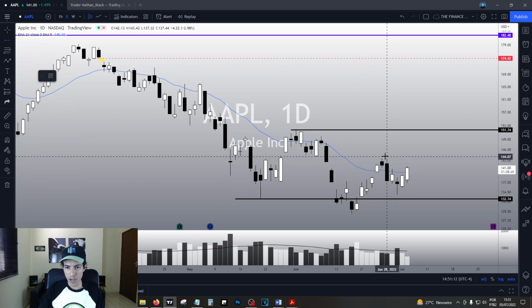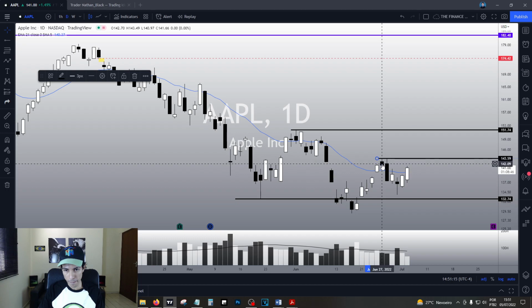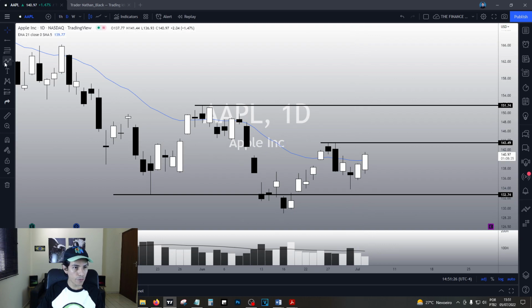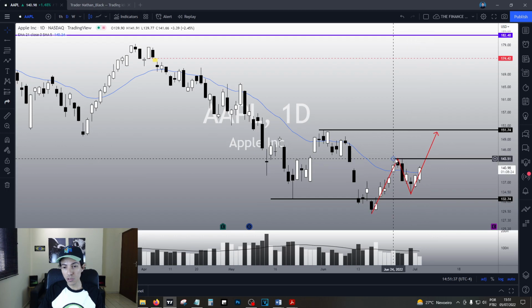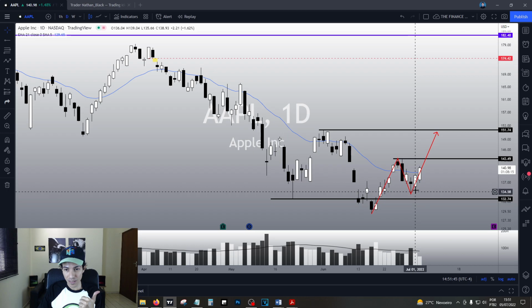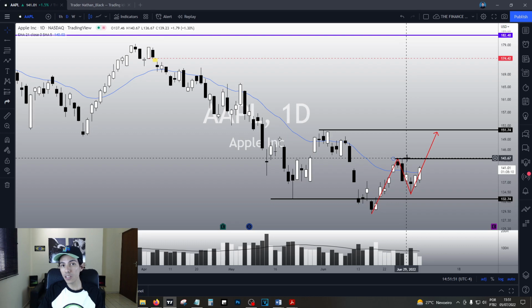However, if Apple actually breaks this point over here, 143.49, this is the most important key point on Apple. How so, Nathan? If we actually break this point, Apple is going to do this. This is called a bullish pivot point. It's gonna do a higher high followed by a higher low over here. So it did a higher bottom than the previous bottom, and then if we break the previous high, we're gonna do something new on Apple.